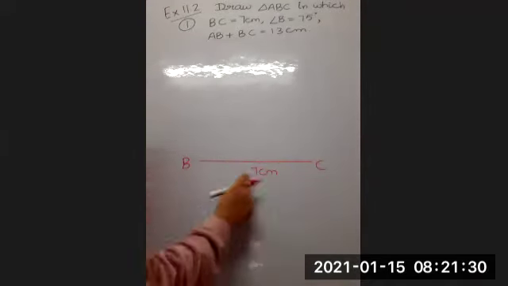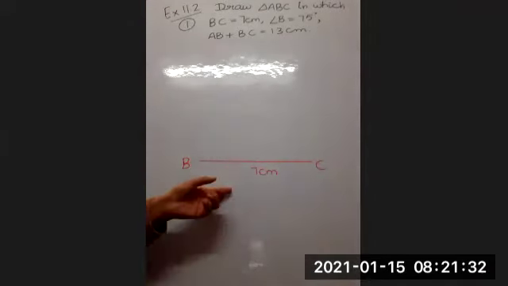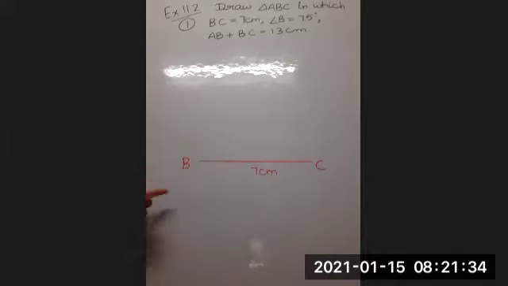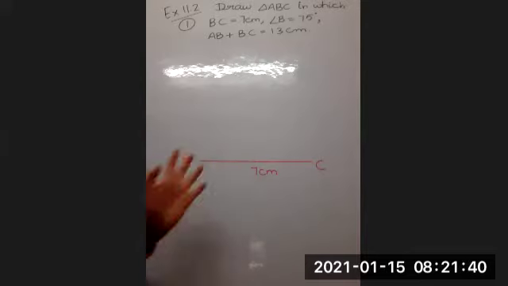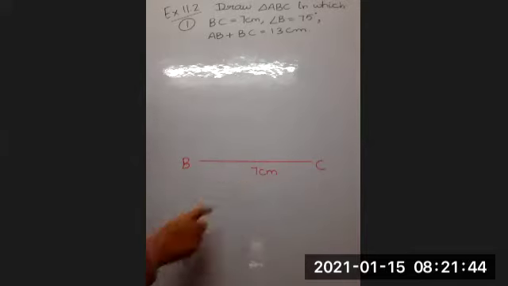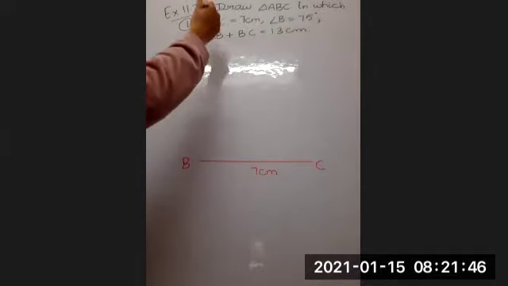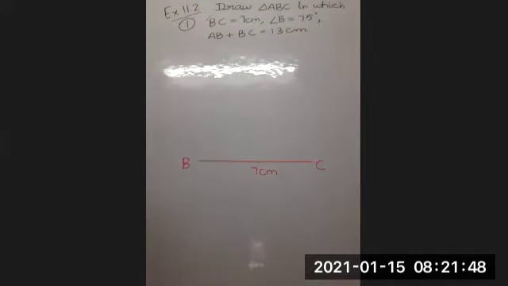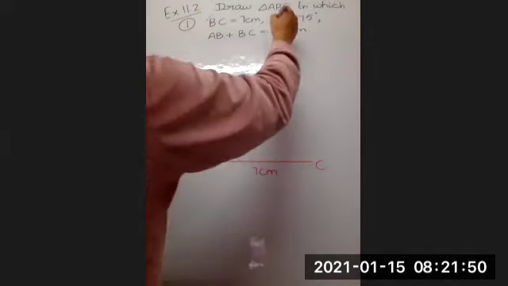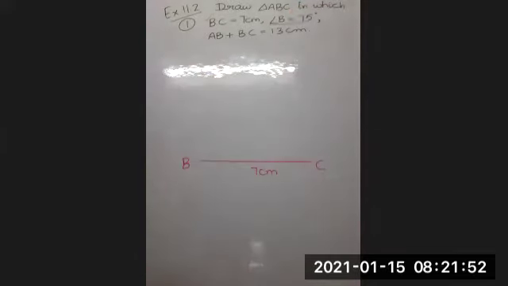And children, I will suggest you to draw lines and all with the help of pen. Reason, because of the online classes, when you submit your work, your pencil is not visible. So you will do this with the pen. So BC equals 7 centimeter we have done. First step done. Next, they want us to draw angle B equals 75 degree.